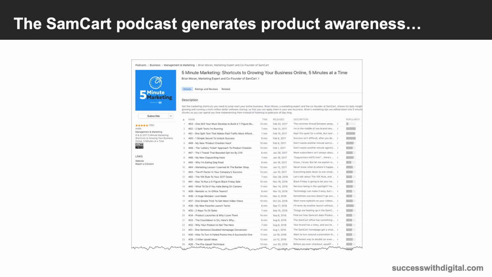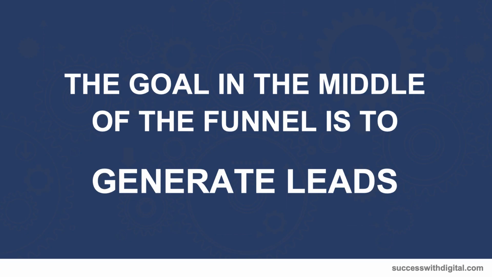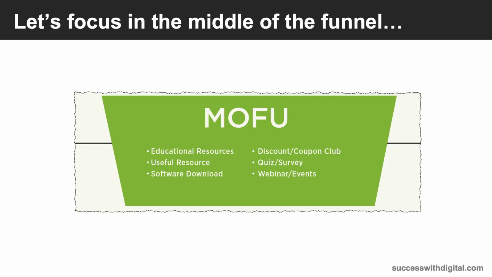So we've looked at some examples of TOFU. Let's go ahead and look at MOFU, or middle of funnel. The goal in the middle of the funnel is to generate leads. We want to convert the people that have come and looked at our content into leads. This is all different types of educational resources, software downloads. It could be a discount or a coupon, a survey, or even a webinar and event.